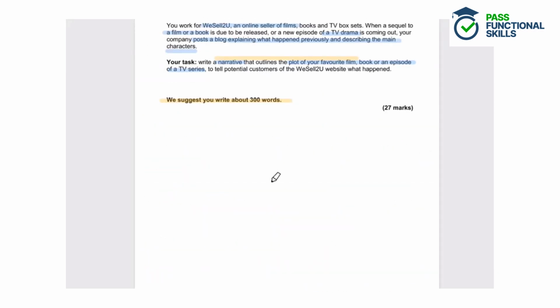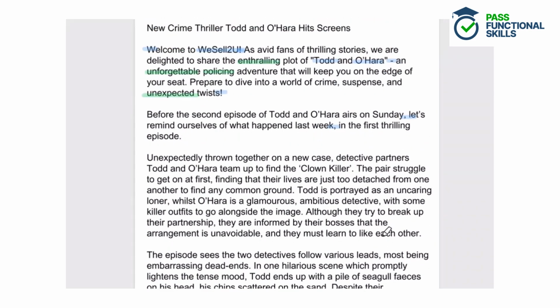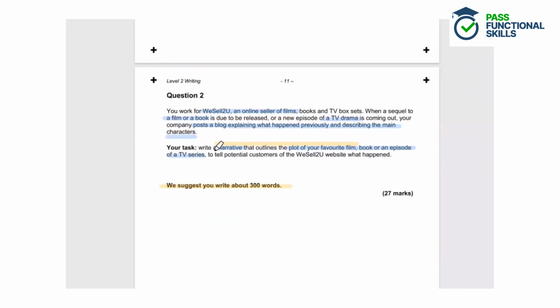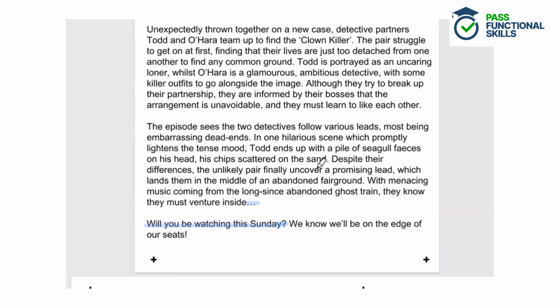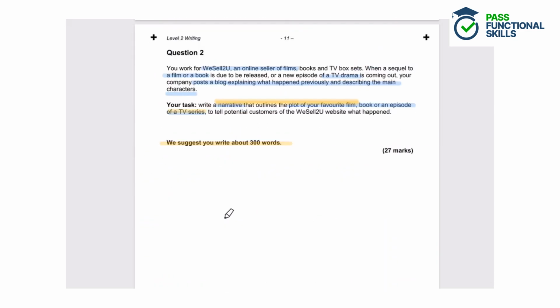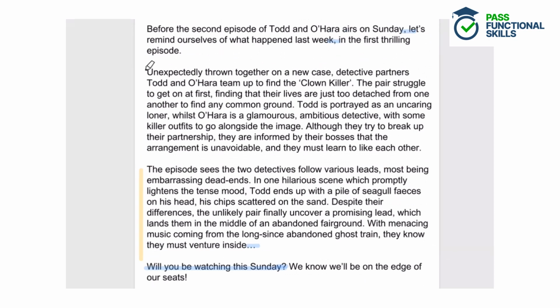So here we've been asked to write 300 words, and this meets that word count. We've also been asked to outline the plot of our favourite film, book or TV series. We've chosen a TV series here and we have outlined the plot of one of the episodes. We've also got a description of the main characters as specified in the question. So the main characters are described here.